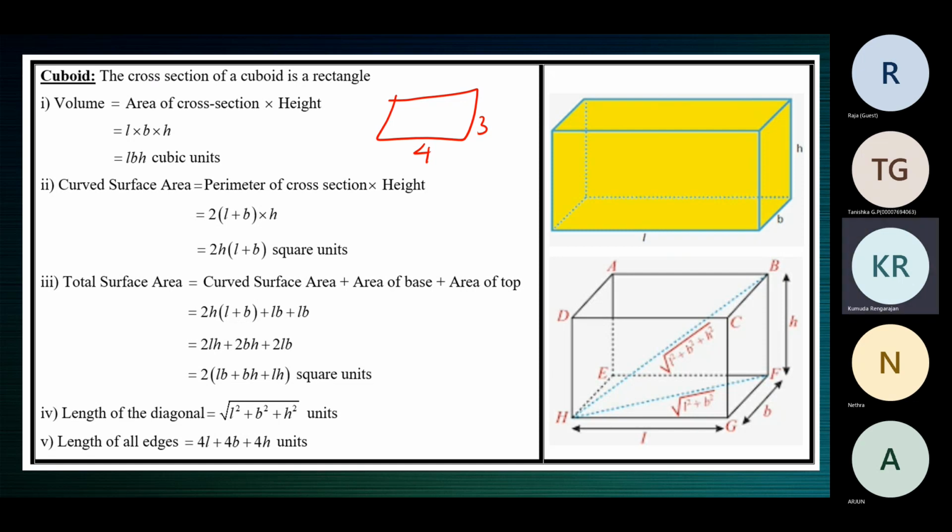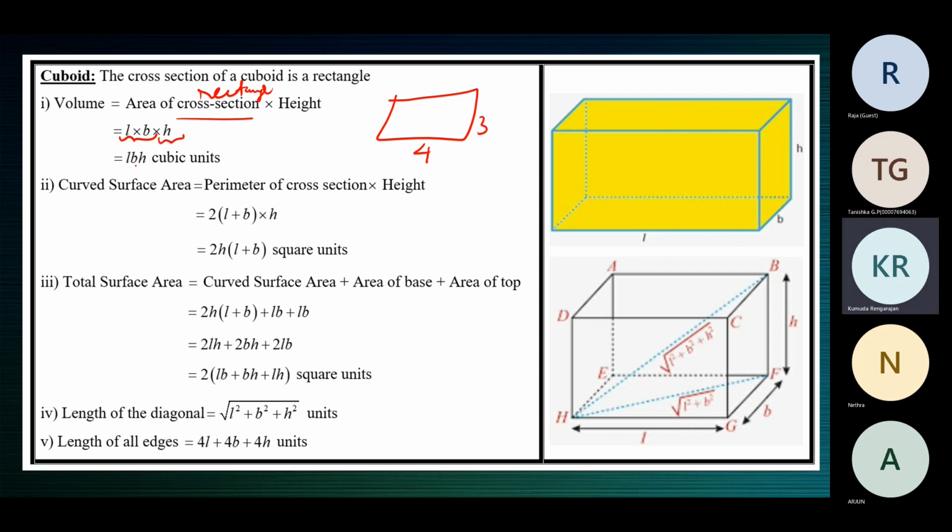So volume of a cuboid is area of the cross section into height. What is the area of the cross section? The cross section is a rectangle. What's the area of the cross section, which is a rectangle? L into B. And what's the height of the cuboid? You can build it to any height, H.